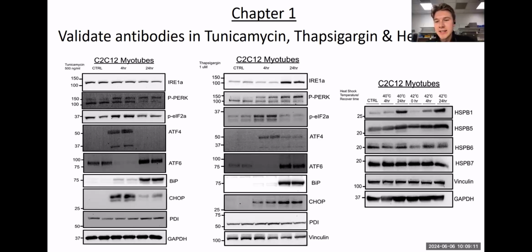You can still say it's detecting it. It's just less efficient for this model because it's already expressed at a high level, so it's probably less responsive to your drug, to your heat. That's what I would comment on.